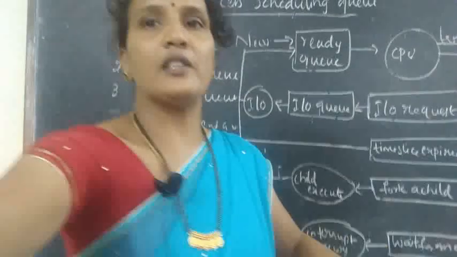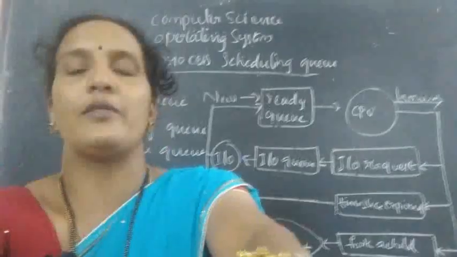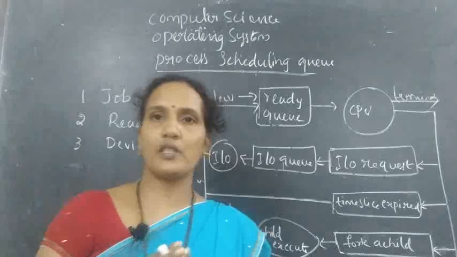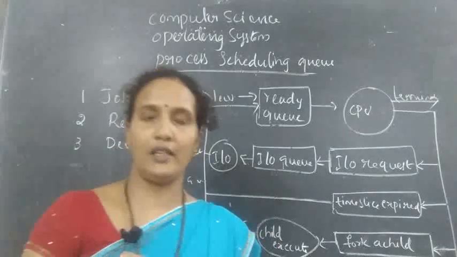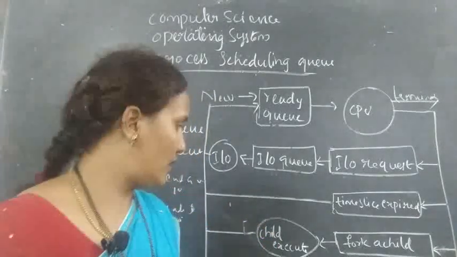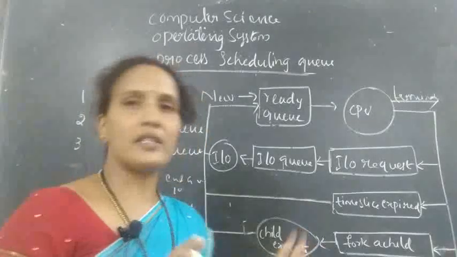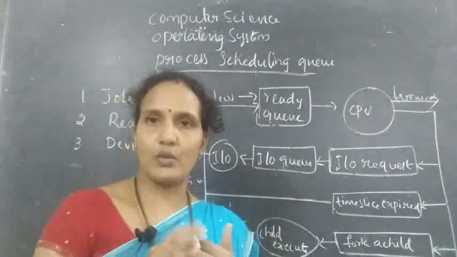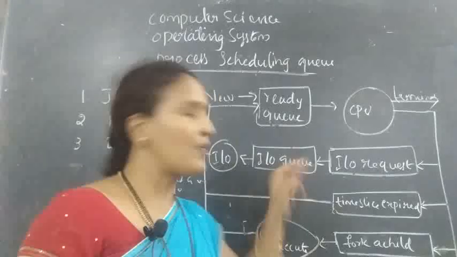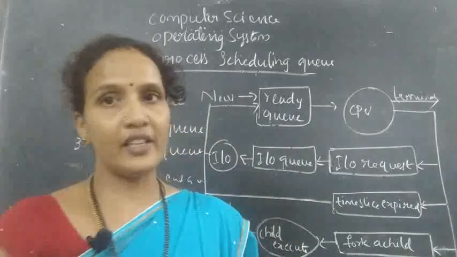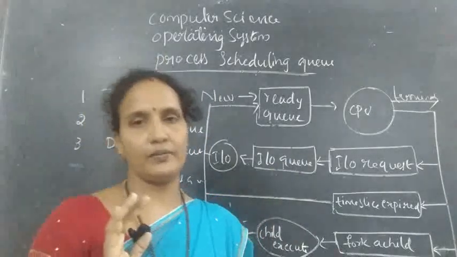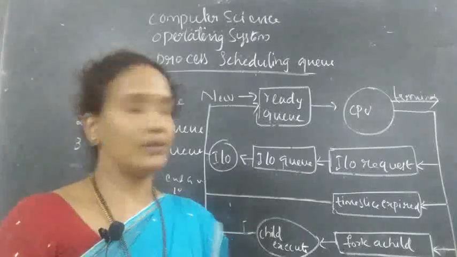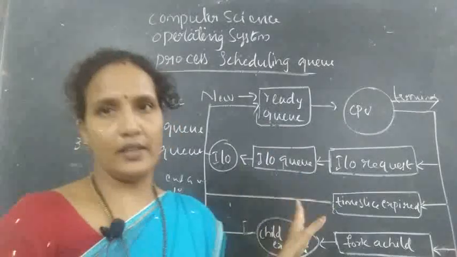Wait for an event means the process is waiting for an event. If the process is waiting for any event and the process is interrupted, the event has not completed, then again the process will move from the running state to a ready state.